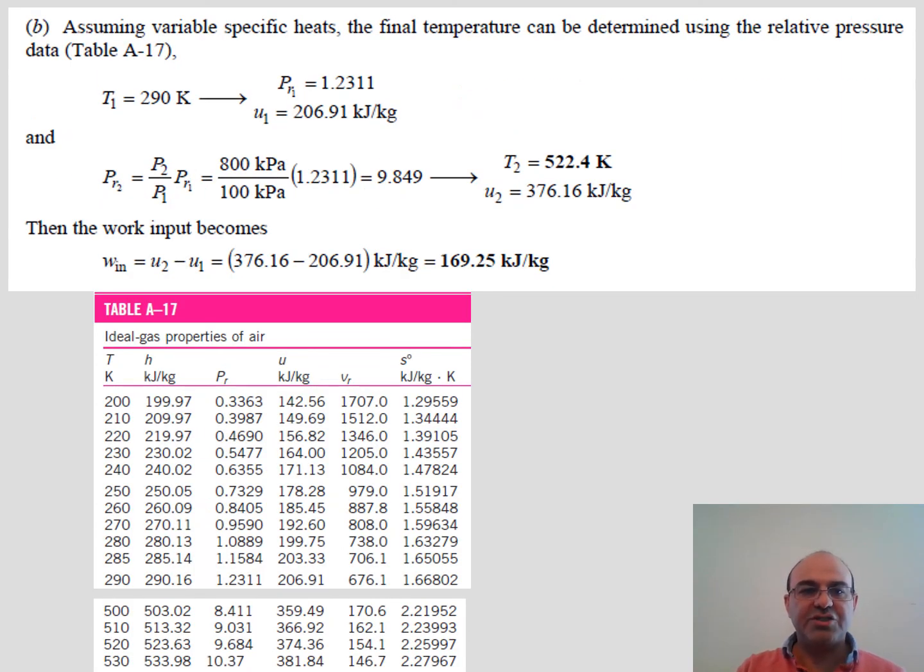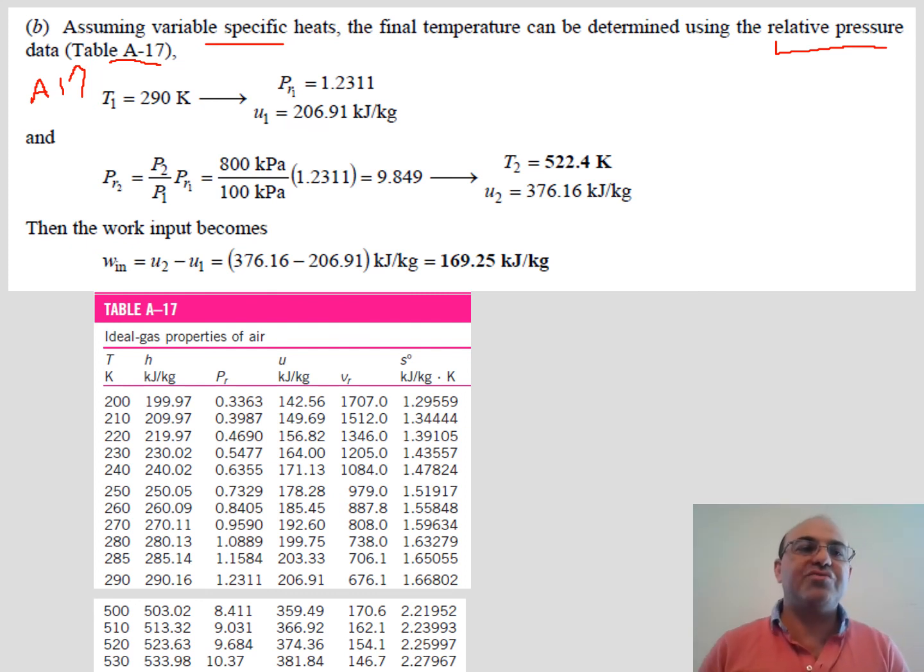Part B. So assuming variable specific heats means the exact analysis. Find the final temperature using the relative pressure. So we're going to use the relative pressure data of table A17. So we need to specifically mention that this comes from table A17. And we need to mention all of these details. These are what you see here. These are the minimum details which are required to be written down. So initial temperature is 290 Kelvin.